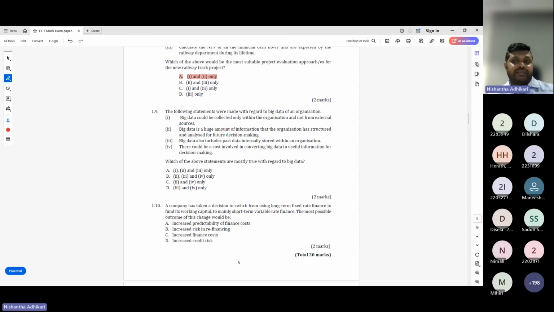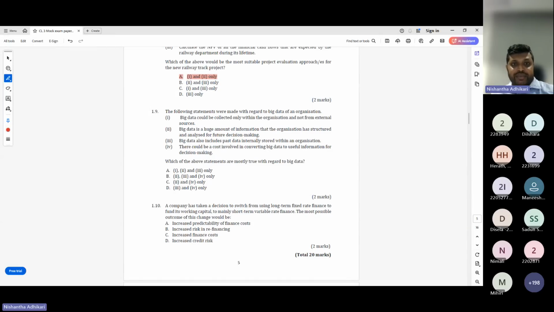Then question number 1.9. The following statements were made with regard to big data of an organization. Which of the above statements are mostly true with regard to big data? What is big data? Big data, actually, is unstructured, high volume data. Now we will see what is the correct answer for this particular one.